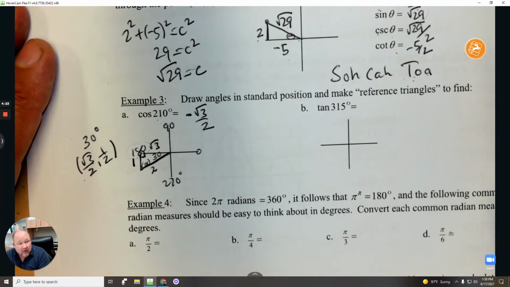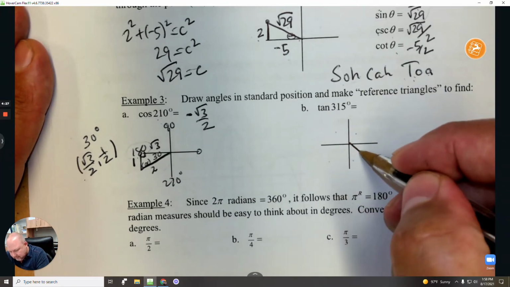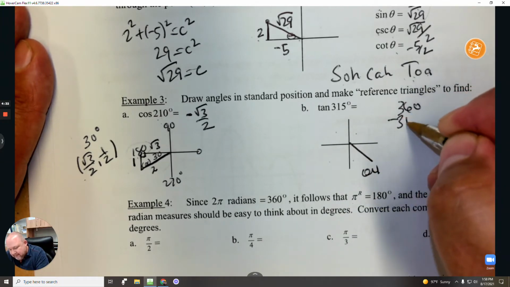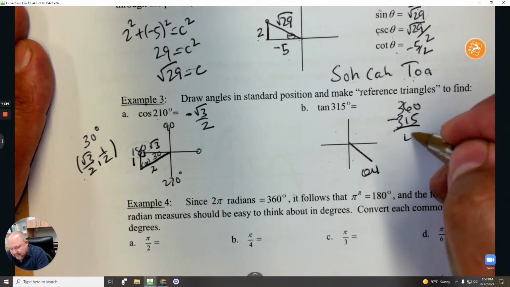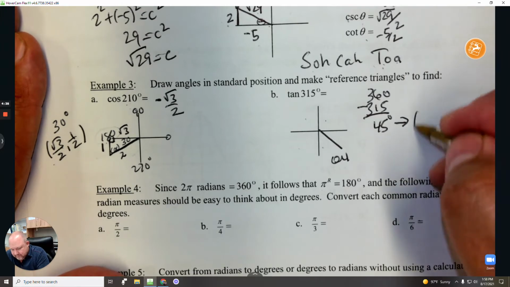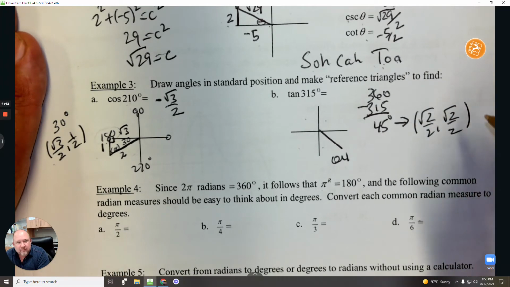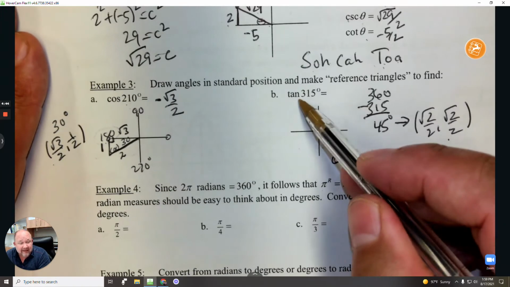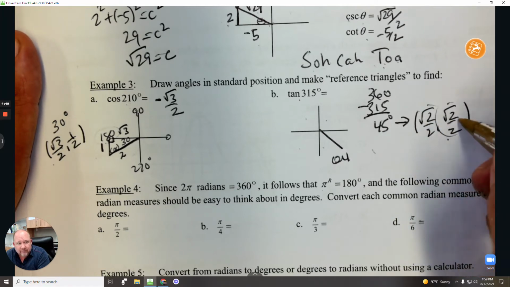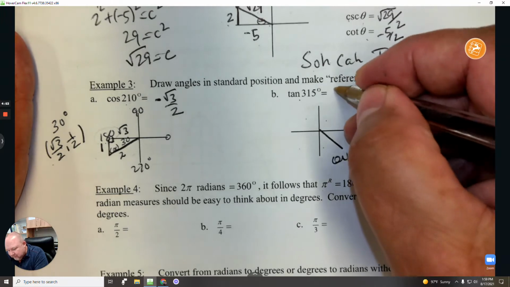315, we need to know what quadrant it's in. So 1, 2, 3, it's in quadrant number 4, right here in the middle. If I take 360 and subtract 315, the reference angle is 45 degrees. That's √2 over 2 and √2 over 2. Another way to understand this, so tangent is the y over the x, or opposite over adjacent. When I divide these, I get the answer 1.